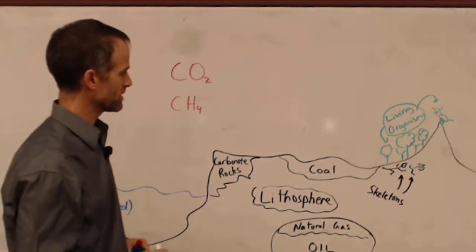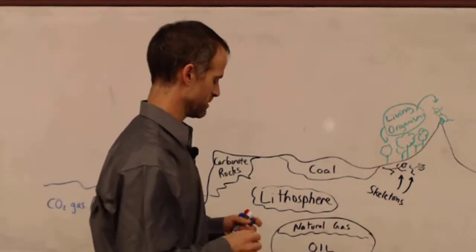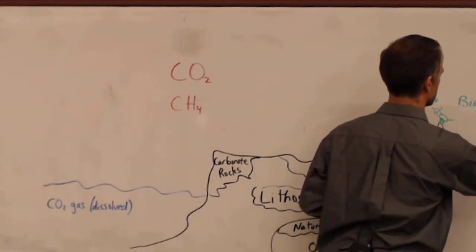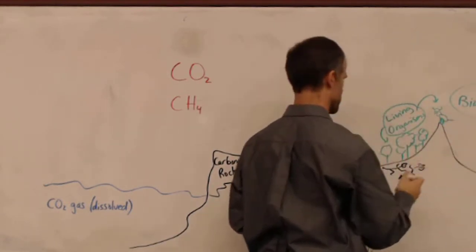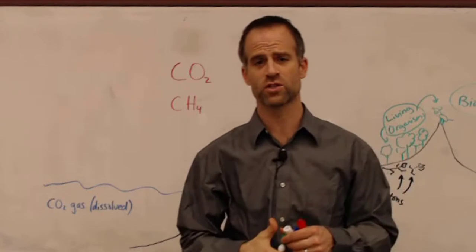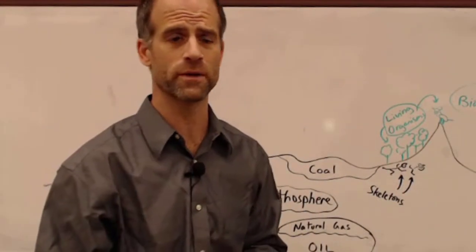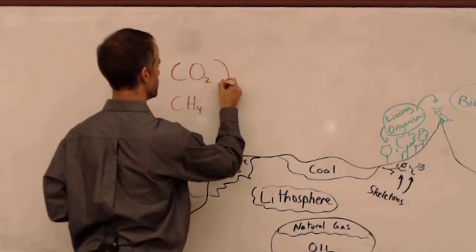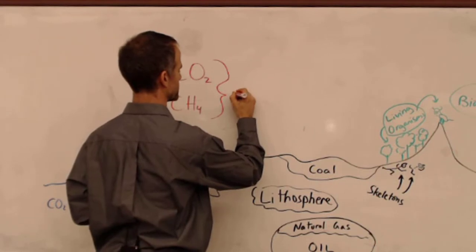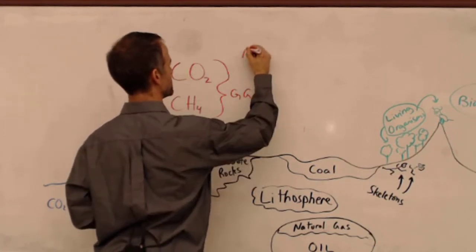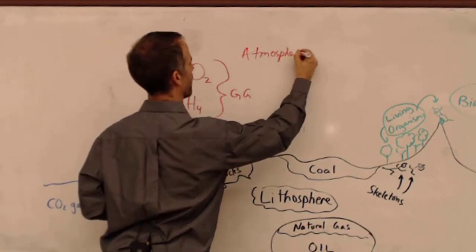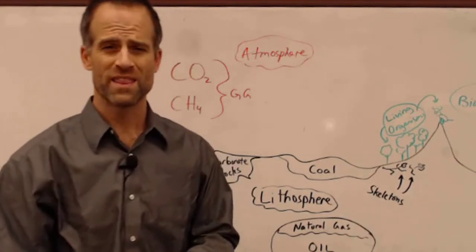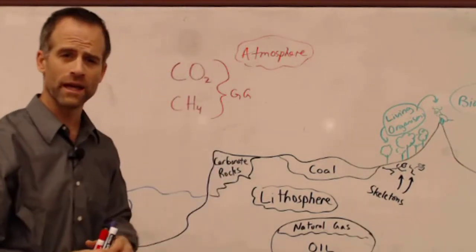And if we look at the biosphere, in the biosphere we have animals, biology, right? We have animals, we have plants. Forests store a humongous amount of carbon. And lastly, in the atmosphere, we have two very important greenhouse gases, carbon dioxide and methane. So that's how you can find carbon in those four spheres.